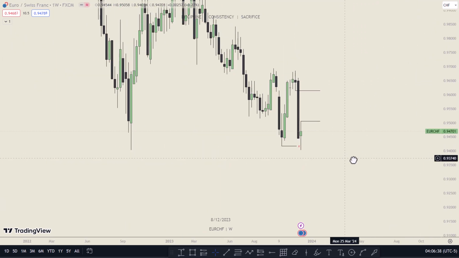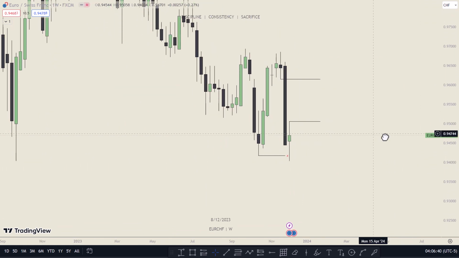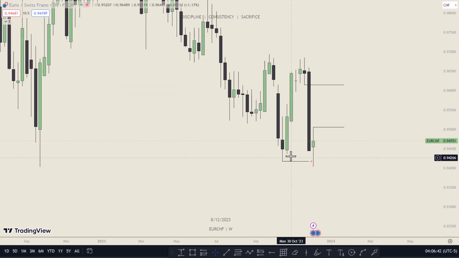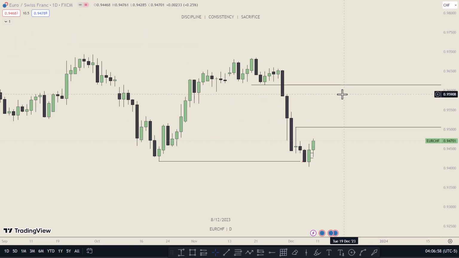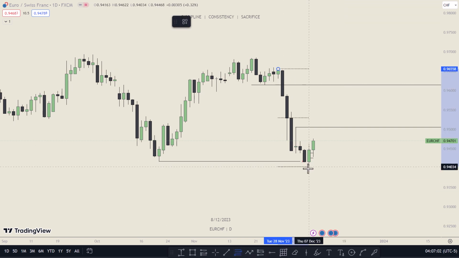So let's start with the weekly time frame, and as you can see, we have taken this external range liquidity. So we have a sweep on liquidity right here, and we left this imbalance open, right? So we can expect a retracement to this imbalance, right? This is on the weekly. Let's go to the daily. Again, we are on extreme discount right here. So we can expect a move to premium.